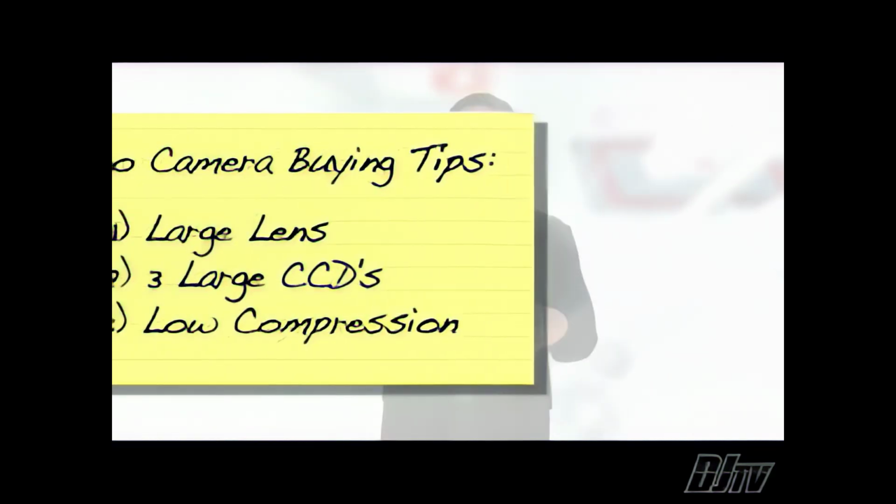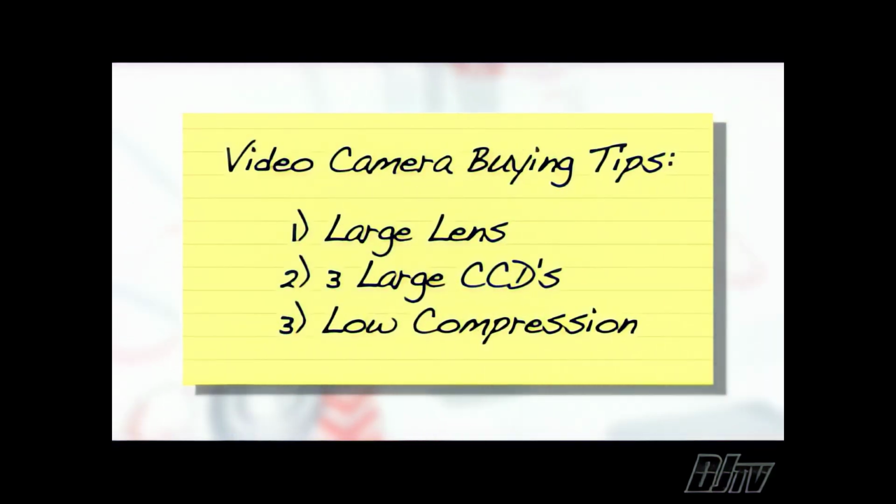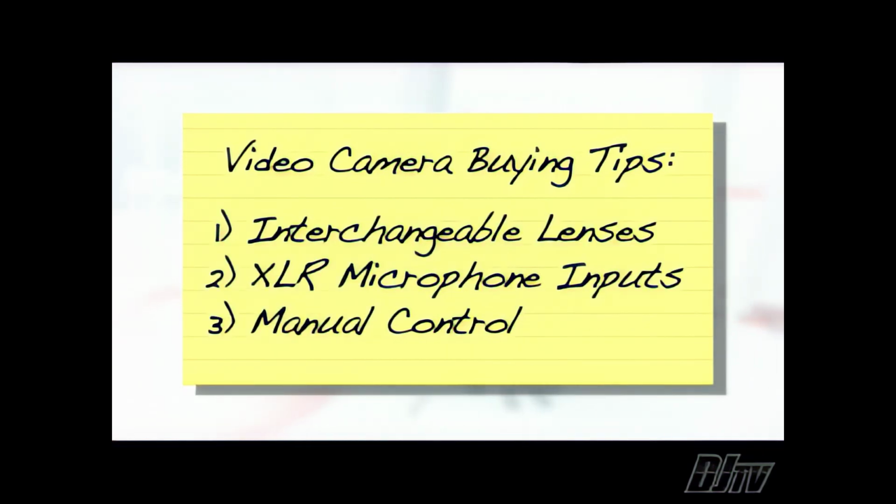Here's the application of all this theory. When shopping for a professional camcorder, look for large glass, 3 large CCDs, and less compression. You might also look for interchangeable lenses, XLR microphone inputs, and lots of manual controls. While the consumer realm is filled with a bewildering array of models and features, in the professional realm, you're only going to find a very small number of camcorders, perhaps only 3 or 4 at any particular price point. This will make your comparison research much easier.